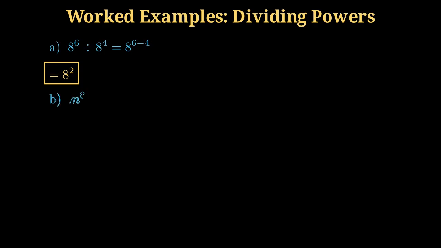B, m to the power 8 divided by m cubed. The base is m in both. Subtract the indices, 8 minus 3. M to the power 5. Let us obey exactly the same law. M to the 5, boxed and done.